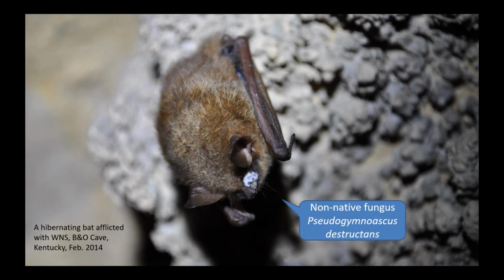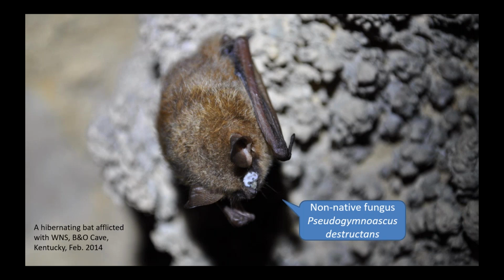So let's just jump right into this fact that bats are imperiled. Bats are imperiled for a lot of reasons, but here in the eastern half of North America, the primary threat to bats is a disease known as white nose syndrome. White nose syndrome is a fungal disease, and it's caused by a fungus that's not native to North America. We call that fungus Pseudogymnoascus destructans, or PD.